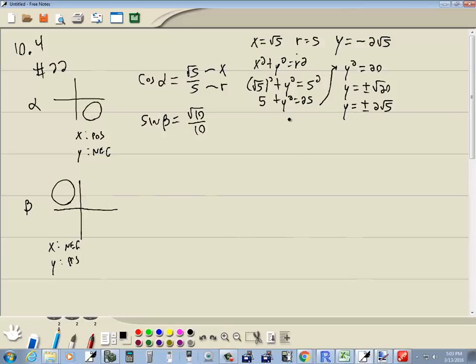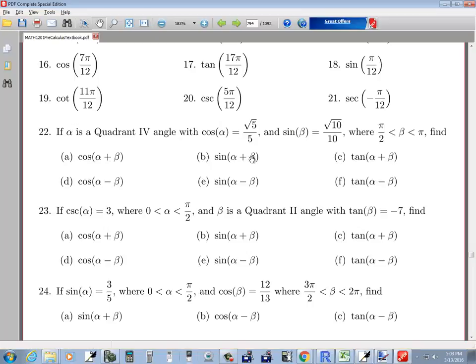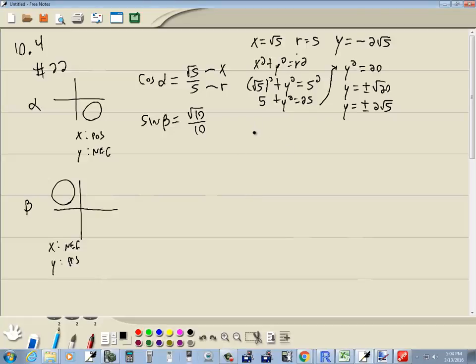Now I don't know what we're going to need here. What do they want us to find? Everything. Okay, well I'm going to move this down here to sine beta is equal to square root of 10 over 10. Now that we have that, cosine alpha is given. That's easy. But let me write it down specifically. I also need sine alpha. Sine is going to equal y over r. Y we said was negative 2 square root of 5 over 5, because r is 5.